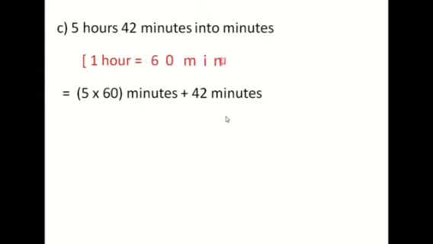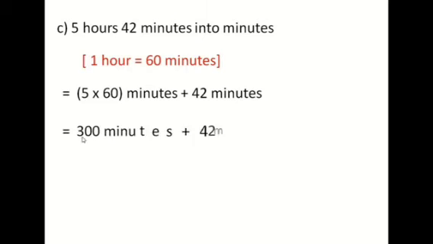So you know 1 hour equals 60 minutes. So 5 hours equals 5 into 60 minutes plus 42 minutes. So you can write it like this: 5 into 60 minutes plus 42 minutes, as we know that 1 hour equals 60 minutes. Now multiply 5 into 60 gives you 300 minutes plus 42 minutes. So it is 342 minutes.